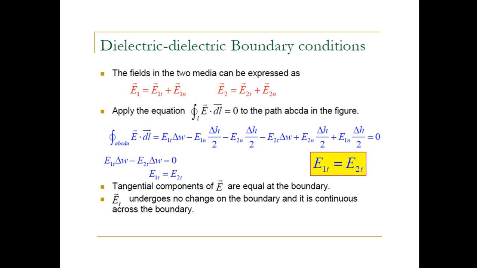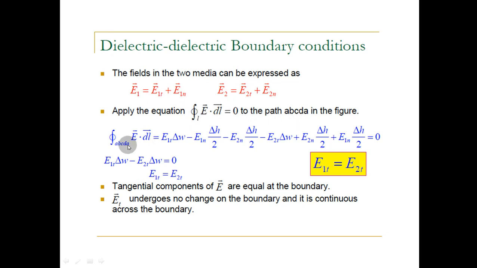Now here we have already described that these are the components of E1, these are the components of E2. Now apply the equation closed integral of E dot dl is 0 to the path ABCDA in the figure. We already know that this is the total closed integral of that path, and dl is the infinitesimal small length of that path, and E is the electric field intensity, which works as a vector. Now the closed path integral of E dot dl is equal to 0.